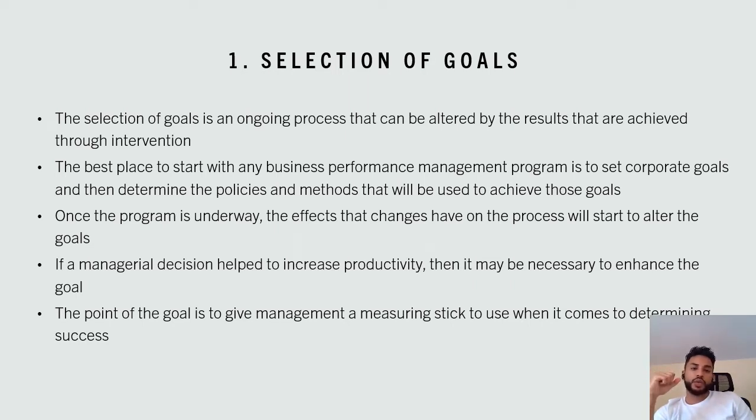Once the program is underway, the effect that changes have on the process is to alter the goals. If a managerial decision helped to increase productivity, it may be necessary to enhance the goal. The point of the goal is to give management a measuring stick to use when it comes to determining success. So basically, you put these goals together. Let's say you're looking to hit $2 million in sales for heavy equipment this year. Those are the goals. Now, what are you going to do to implement those goals?